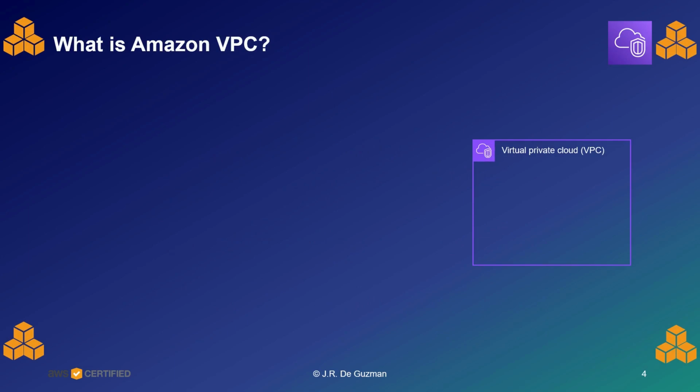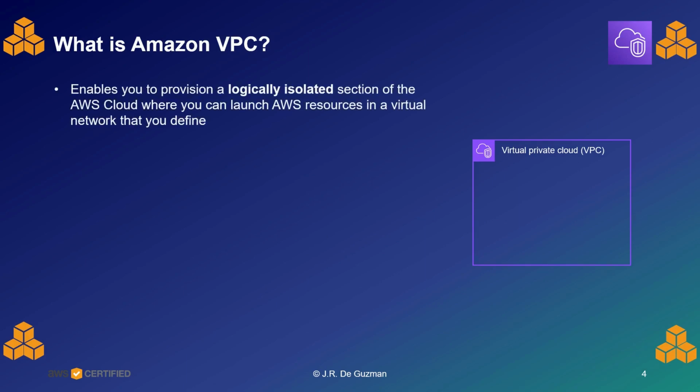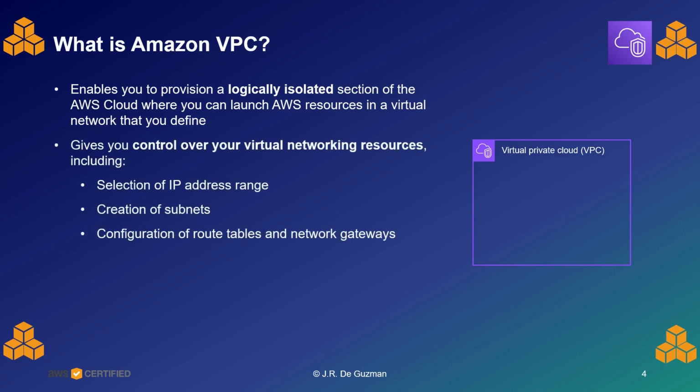Next, we have some definitions of our Amazon VPC. Amazon VPC, or Virtual Private Cloud, is a service that lets you provision a logically isolated section of the AWS Cloud, where you can launch your AWS resources. Amazon VPC gives you control over your virtual networking resources, including the selection of your own IP address range, the creation of subnets, and the configuration of route tables and network gateways.